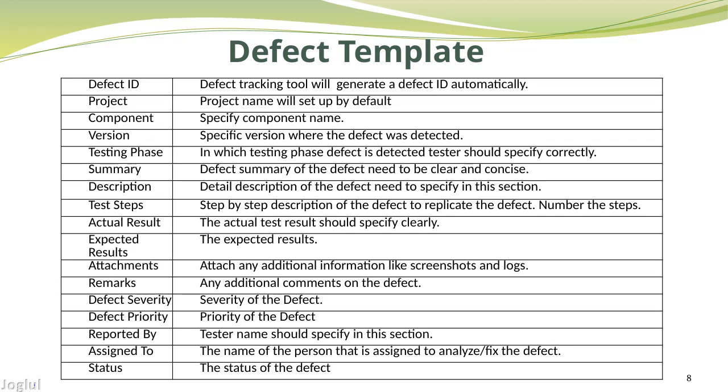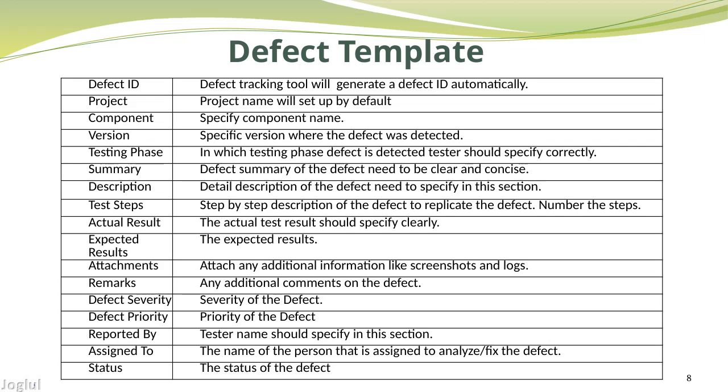Test steps are listed in order, numbered to show exactly how to replicate a defect, which helps developers reproduce it quickly. The actual result is the problem observed during testing, contrasted with the expected result, which is how the system should behave.